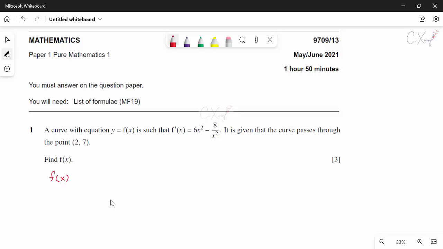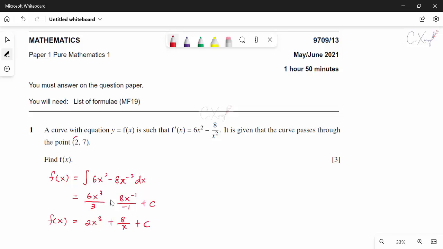All right, we need to integrate the f prime x, where I will rewrite it as minus x power -2 for this second term here. And after that, integrate. So power plus 1, divided by 3. -2 power plus 1 also becomes -1. So divided by -1. Then plus c, that's the constant term here. So if I try to simplify it, then I will have 2x power 3 plus 8 over x and plus c.